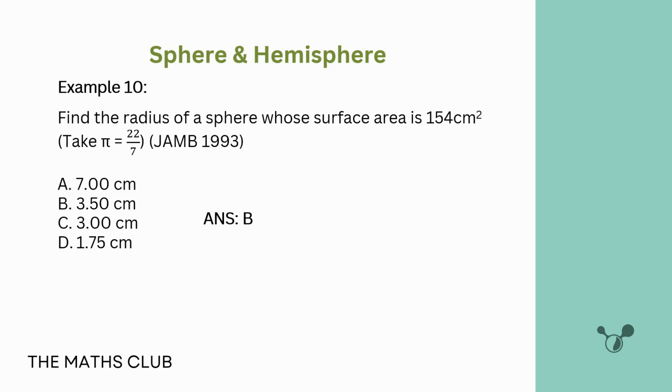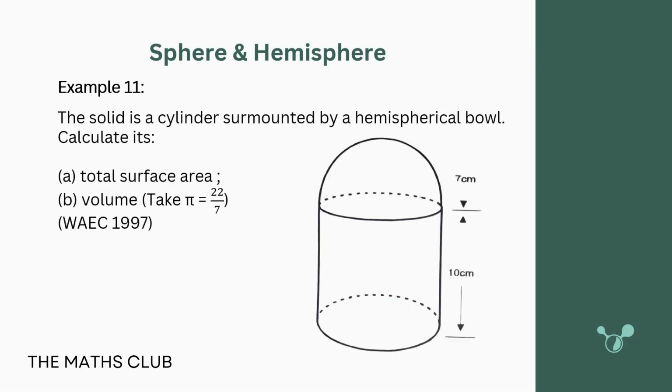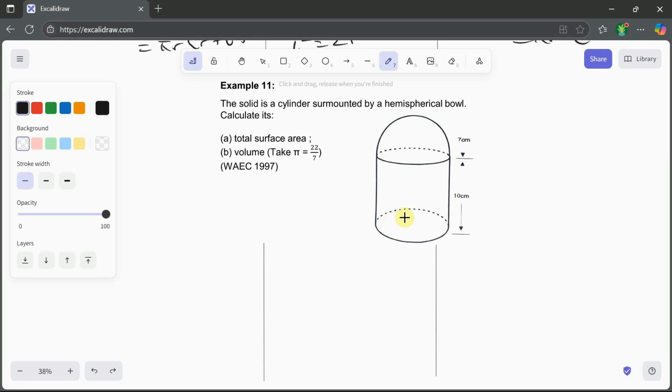Great. Example 11 says that the solid is a cylinder surmounted by a hemispherical bowl. Calculate its total surface area and its volume. Take pi to be 22 over 7. This is taken from WAEC 1997. So for this, you can see that the bottom of the cylinder, which is circular, would be visible to the outside world. Yes, the curved surface area of the cylinder will be visible to the outside world, and then the top of the cylinder will not be visible because it's already covered by this hemispherical bowl, right?